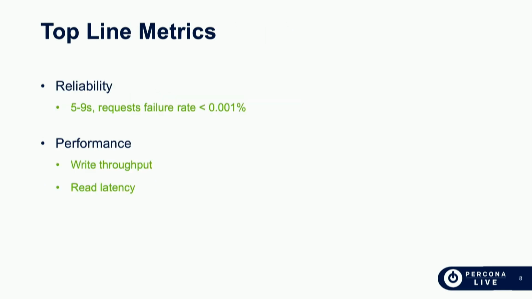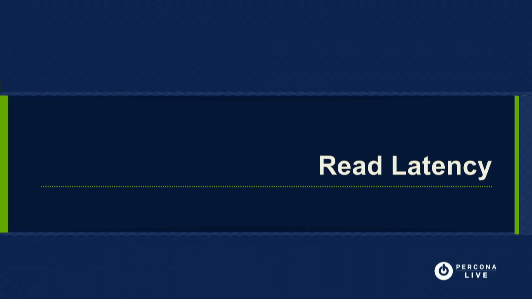Also at Instagram, most of the Cassandra requests are online requests. In order to provide a reliable and responsive user experience for hundreds of millions of Instagram users, we have a very tight SLA on Cassandra metrics. We maintain a 5 nines Cassandra reliability SLA, which means at any given time, the request failure rate should be less than 0.001%. We also care about performance a lot. We actively monitor the throughput and the latency on different Cassandra clusters, especially the read latency.